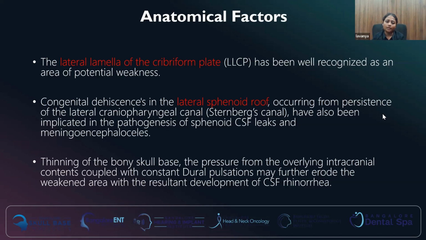There can also be congenital dehiscence in the lateral sphenoid roof. This is because the lateral craniopharyngeal canal, that is known as the Sternberg's canal, could have a role in this. So congenital dehiscence of this can cause a defect in the lateral sphenoid roof, causing meningoencephalocele and CSF leaks. So any thinning of the bony skull base because of the pressure from the overlying intracranial contents coupled with constant dural pulsations, okay, may further erode these weakened areas if they are already present, resulting in CSF rhinorrhea.